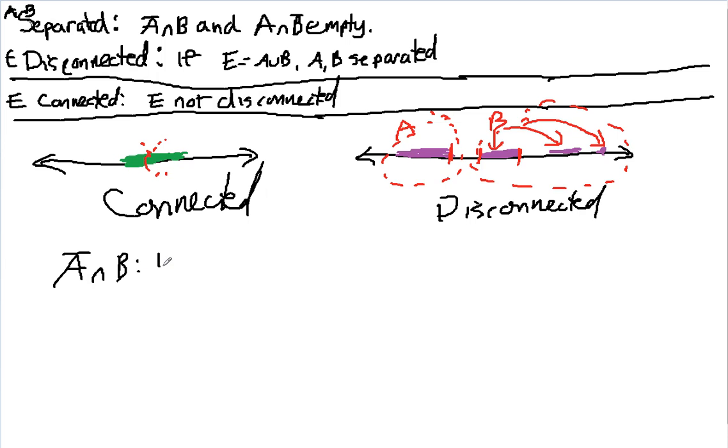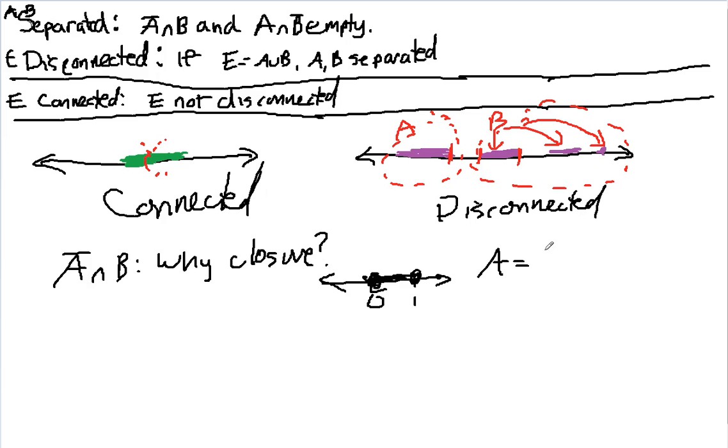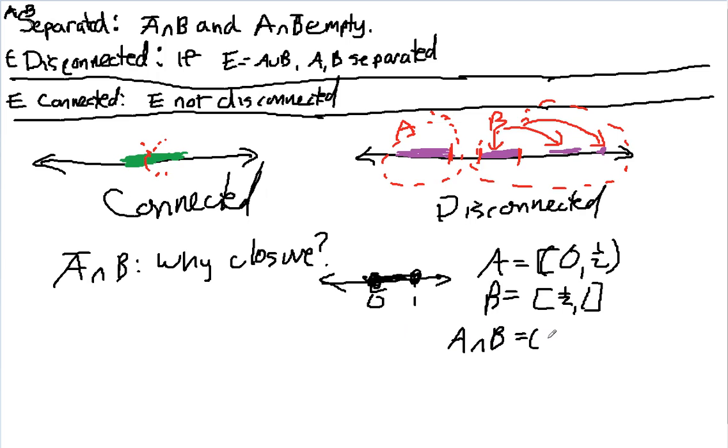So why the closure? Because otherwise we could do something kind of stupid like this. If I want to look at the closed interval 0, 1, I could split this into A equal to 0, 1 half and B equal to 1 half, 1. Now notice A intersect B is empty. They don't have any points in common. That one has 1 half. That one doesn't have 1 half. So that's why we need something about the closure.